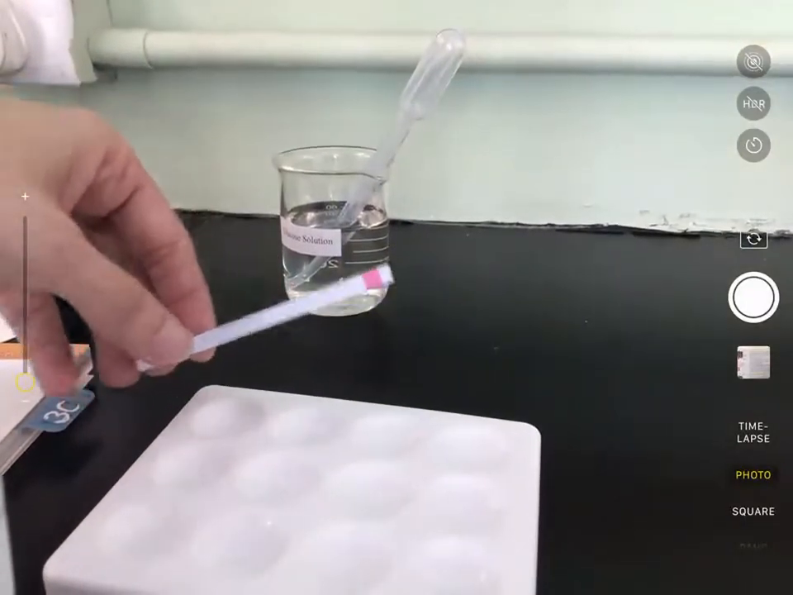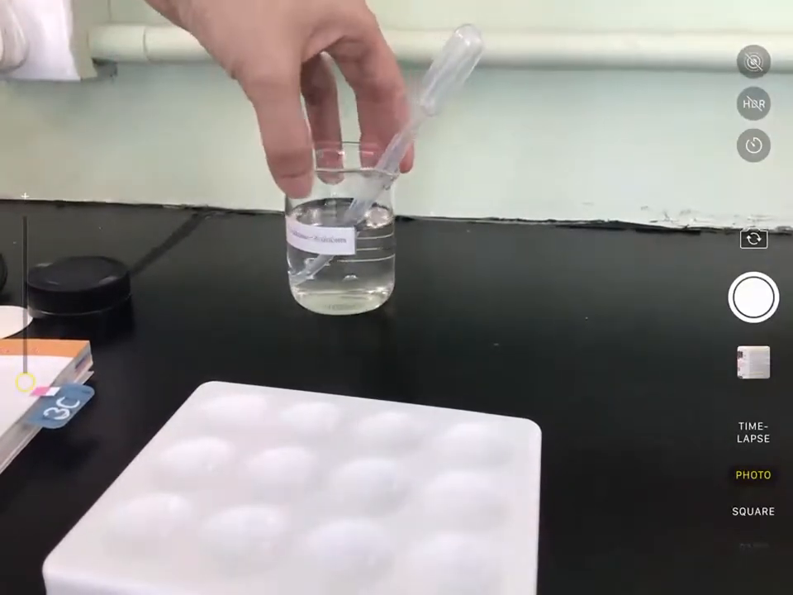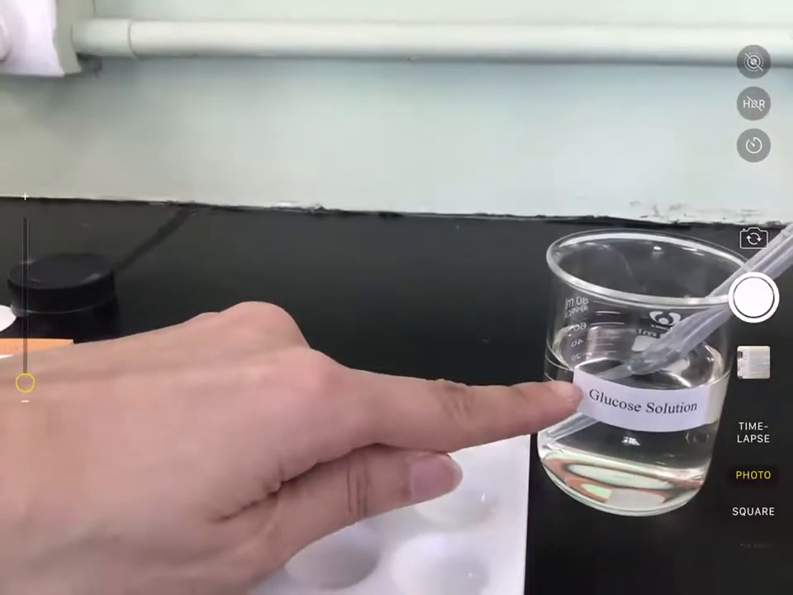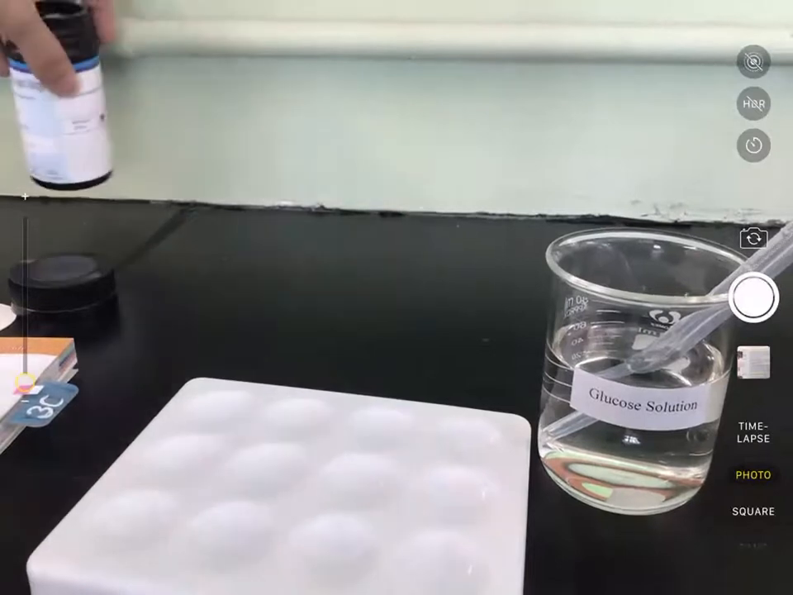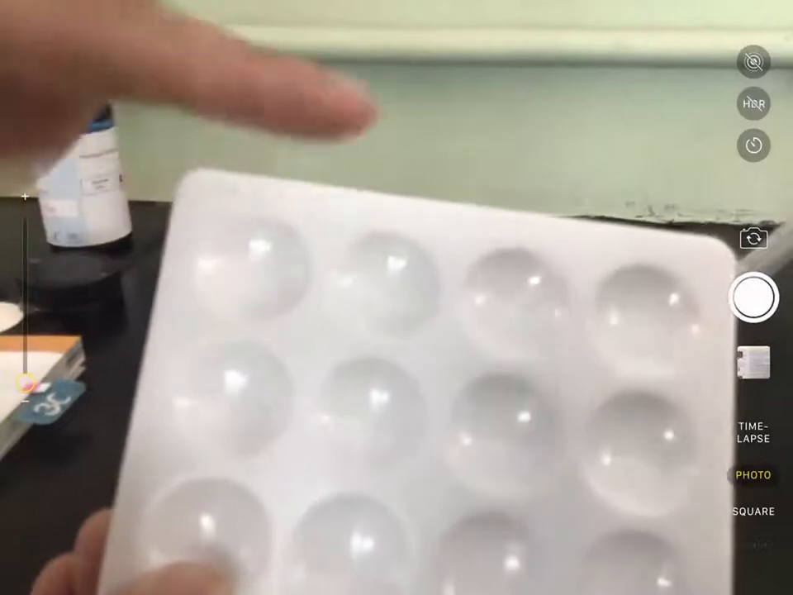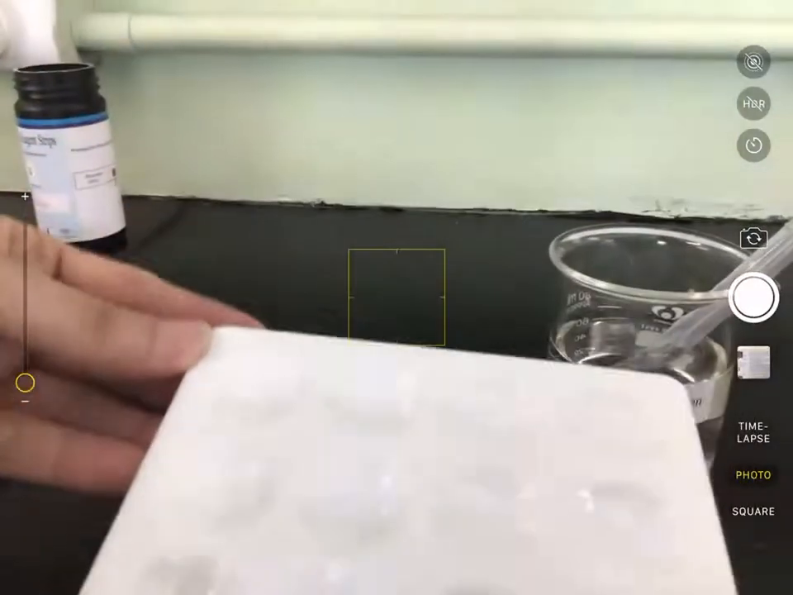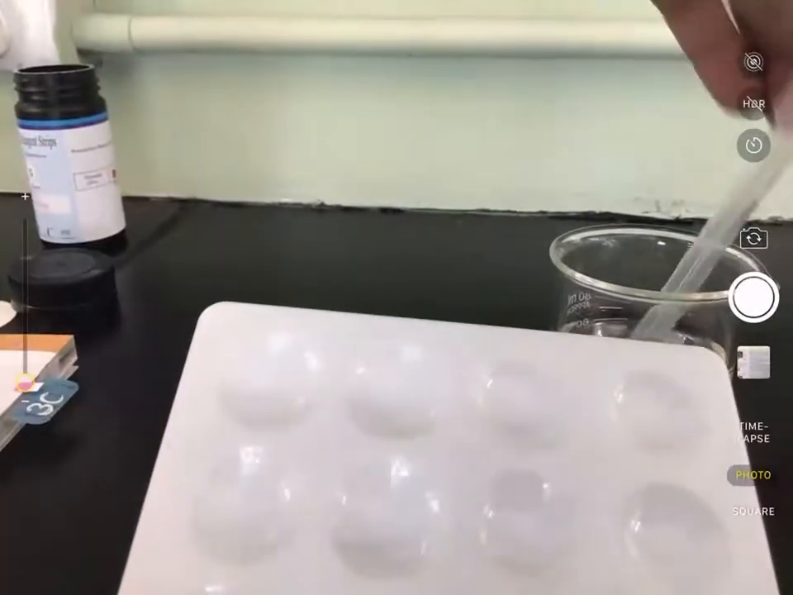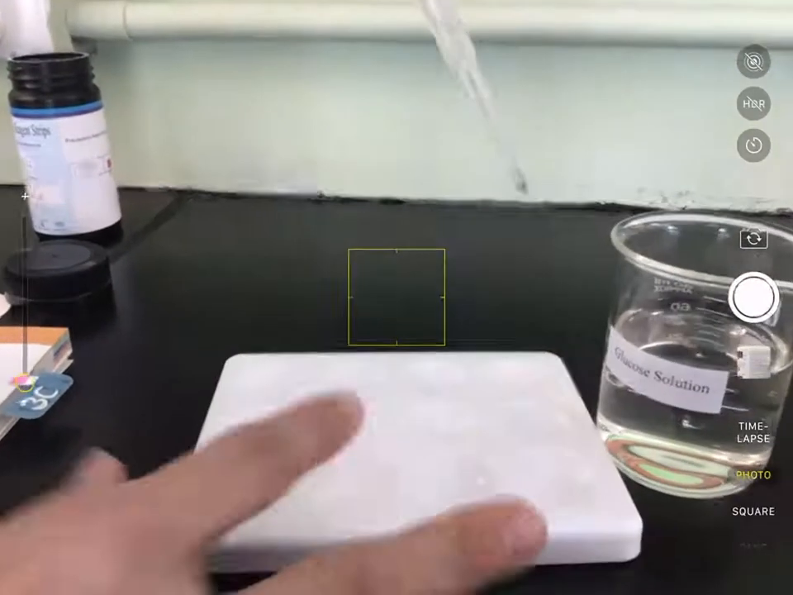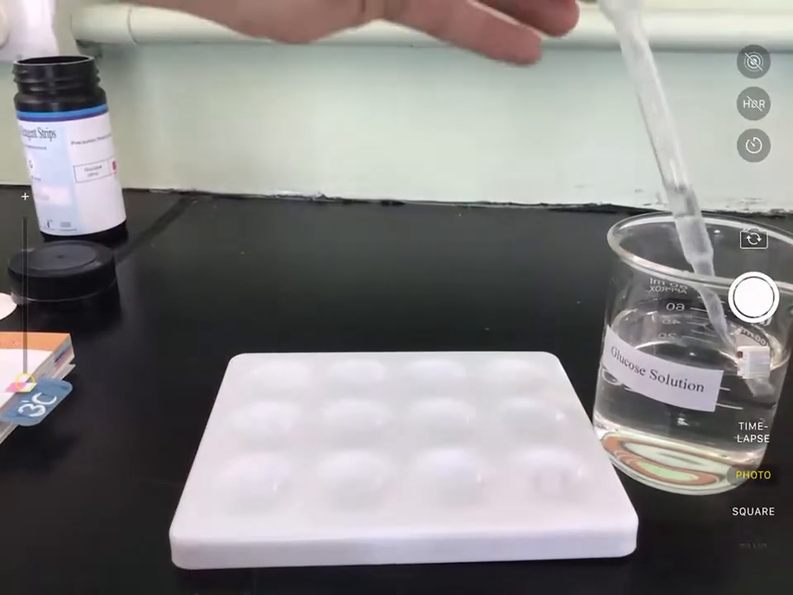Procedure number 2. I have to add glucose solution. The beaker contains glucose solution, and I have to put it on the spot plate. Now this is the spot plate. These are wells. I can put liquid inside. Now I show you, I put drops of glucose solution into it.